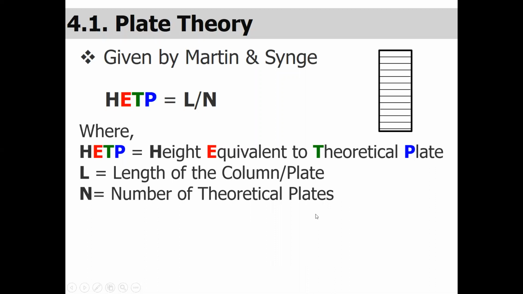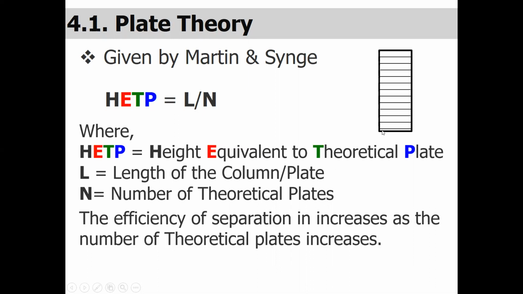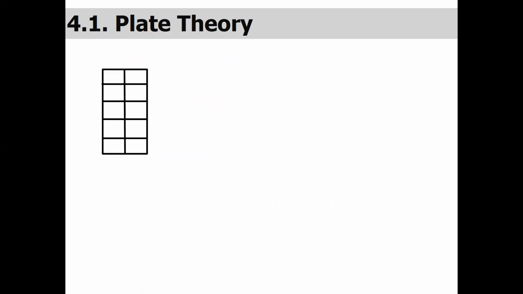Now, how we can utilize, say for example, this is a picture of the column, and each layer or each surface of basically the silica is known as HETP. The efficiency of separation increases as the number of theoretical plates increases. Now, I will explain the plate theory by means of this example.